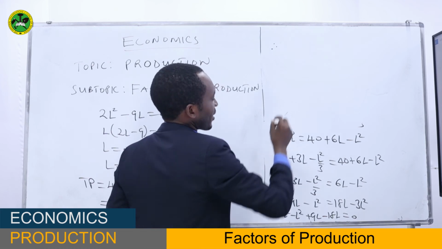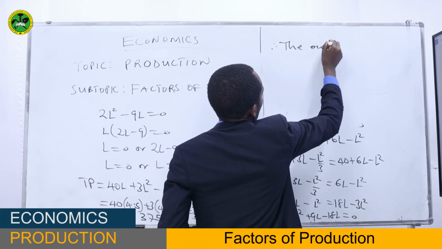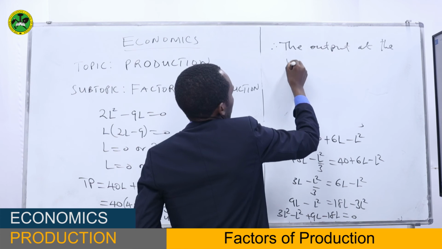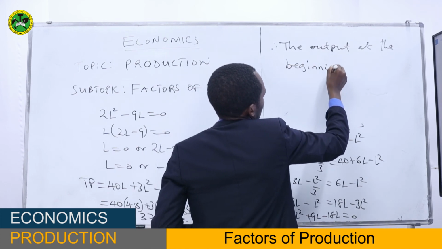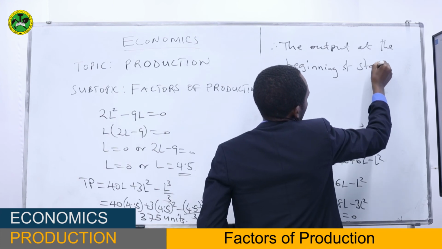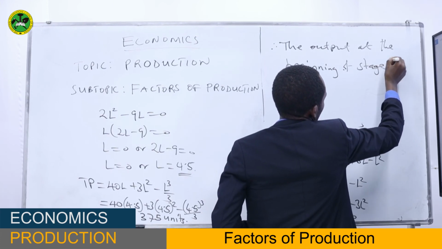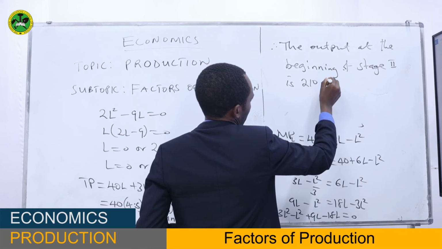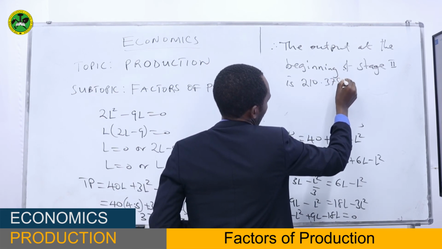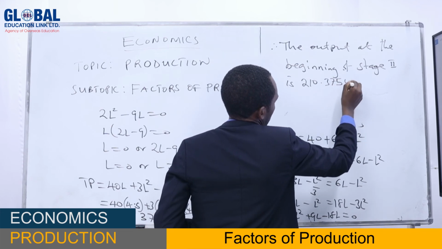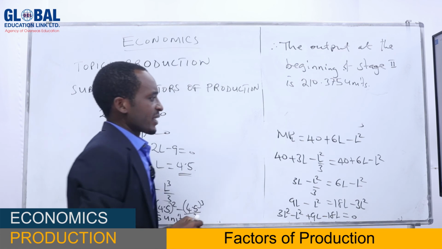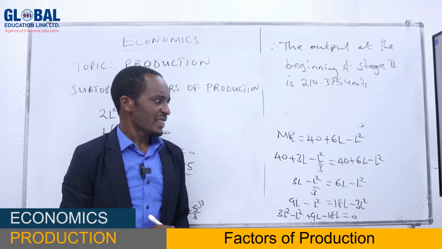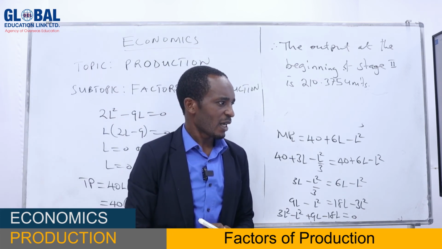Therefore, the output at the beginning of stage 2 is 210.375 units. And the third, we are asked to calculate the amount of labor at the end of stage 1, the amount of labor at the end of stage 2.